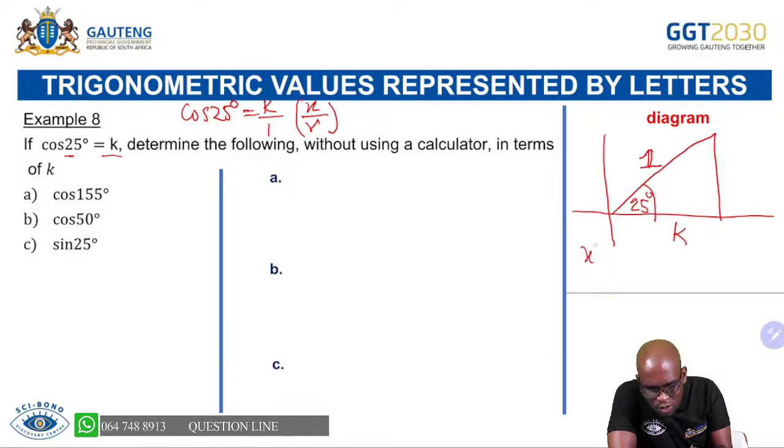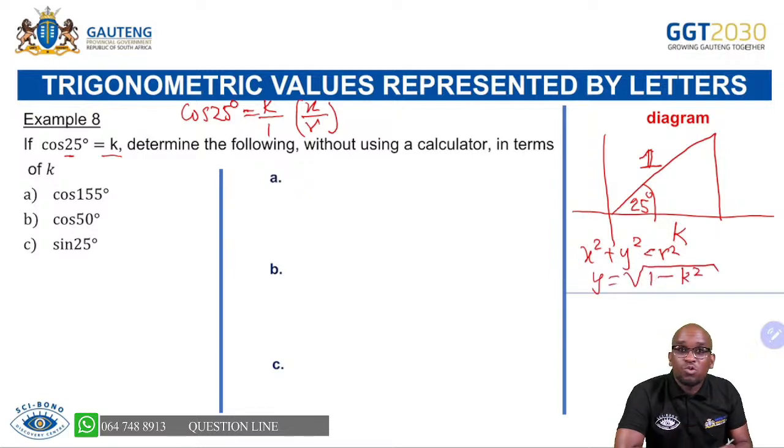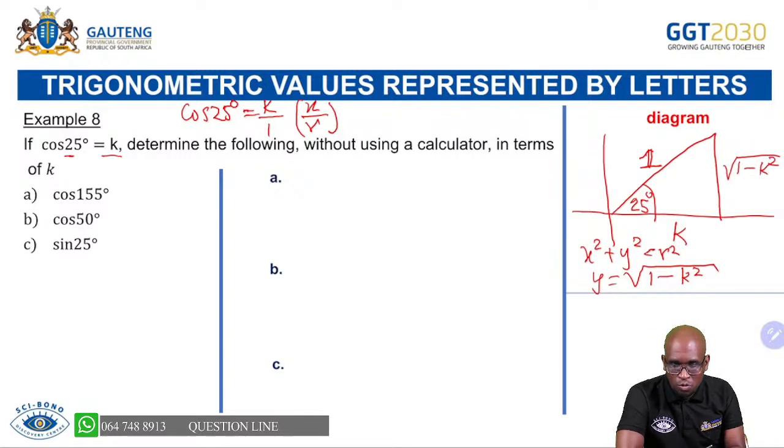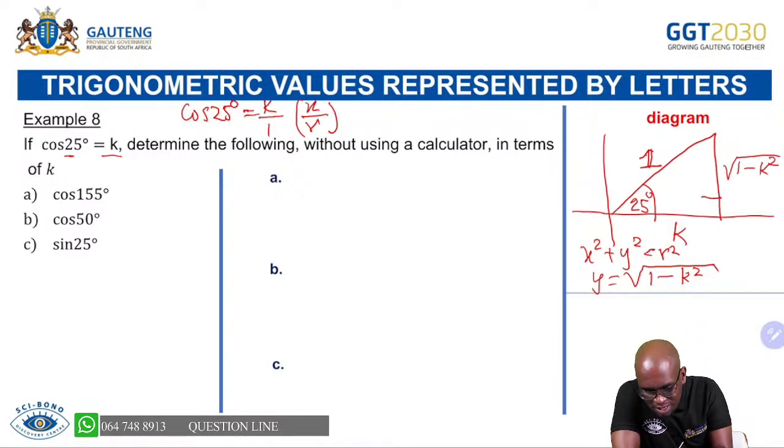Which means that if we use x squared plus y squared is equal to r squared here, we can work out that our y should be the square root of 1 minus k squared by making use of the Pythagoras theorem. So our y would be the square root of 1 minus k squared if you use Pythagoras. Then we know that this is 90 degrees. And the complement, we want to add all angles. We know they give us 360 degrees.